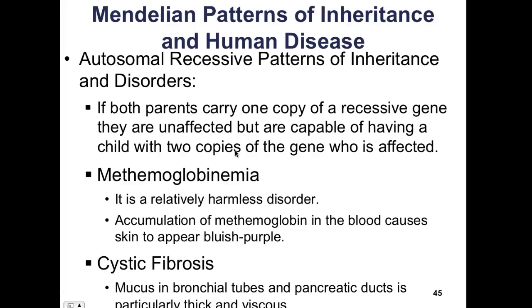Mendelian patterns of inheritance in human disease. So, autosomal recessive patterns of inheritance and disorders. If both parents carry one copy of a recessive gene, they are unaffected, but are capable of having a child with two copies of the gene who is affected.